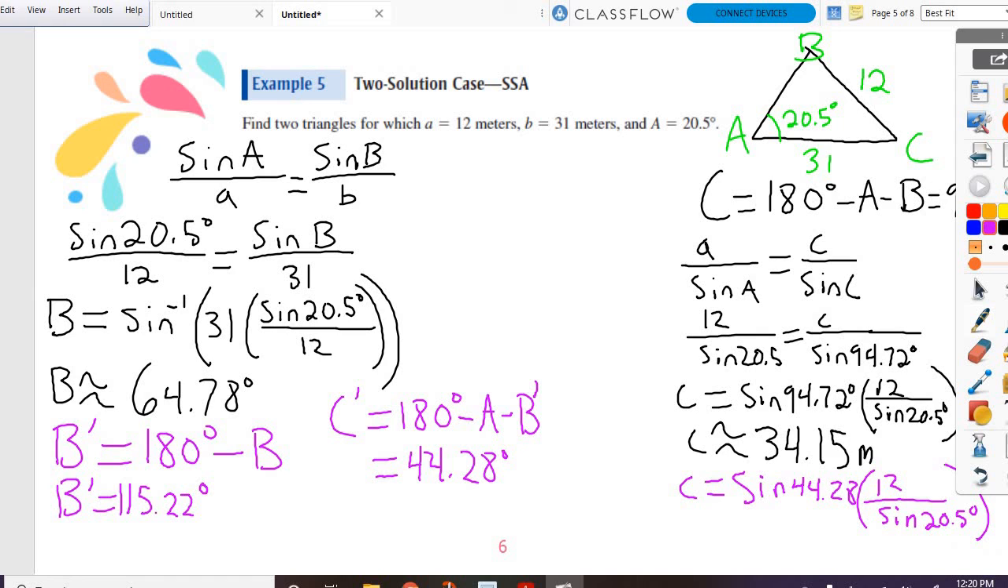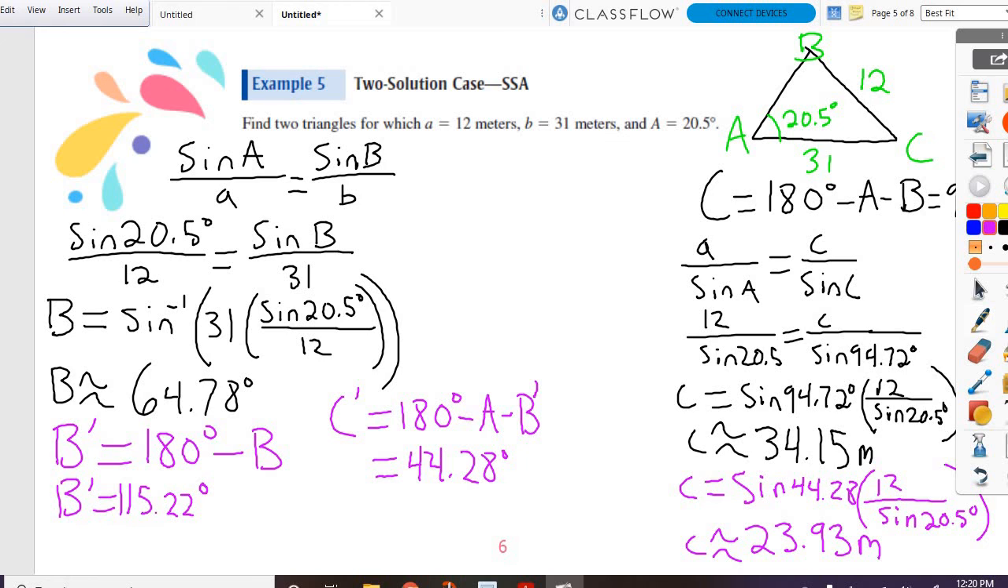And again, plug all of that into our calculator. And what do we get? 23.938 meters. We all alright with that? Questions? Concerns? Alright, so that's our ambiguous case.